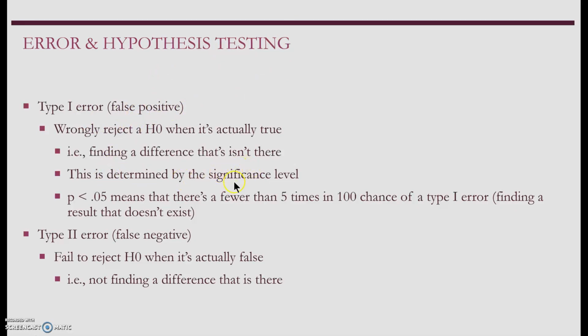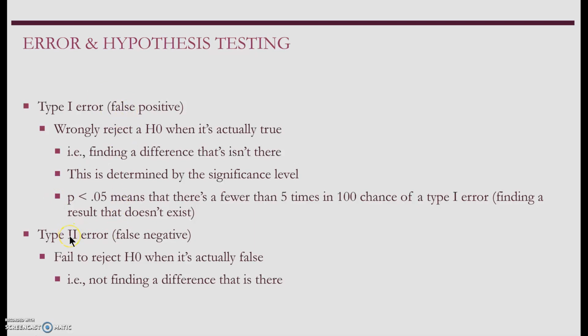And this is determined by the statistical significance level as well. A probability, which is the p-value, smaller than 0.05 means there is a fewer than 5 times in 100 chance of a type 1 error occurring. So finding a result that doesn't exist. We want to make sure that with the stats program, it shows us only less than 5% of the time, 5 out of 100 times, we may make a false positive conclusion.